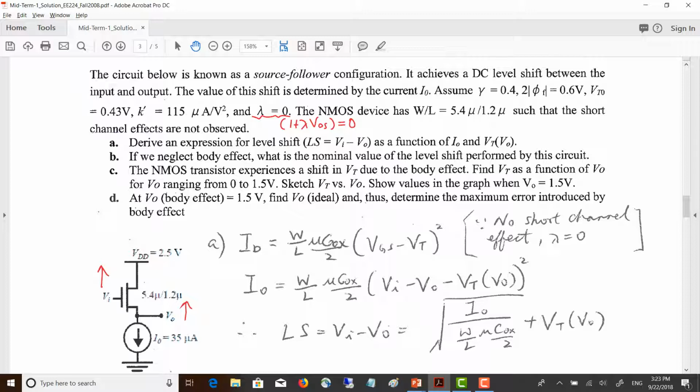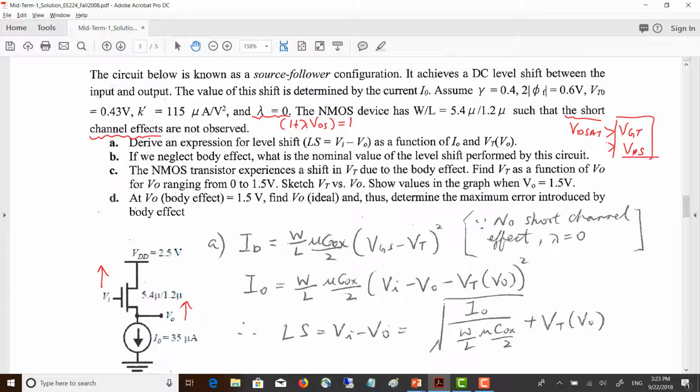Okay, and not 0 equal to 1, right? Another thing is that there is no short channel effect. So what does it mean? It means VDSAT is larger than VGT and also larger than VDS. Okay? So we only need to consider VGT and VDS, right?